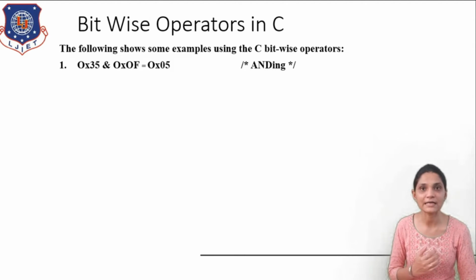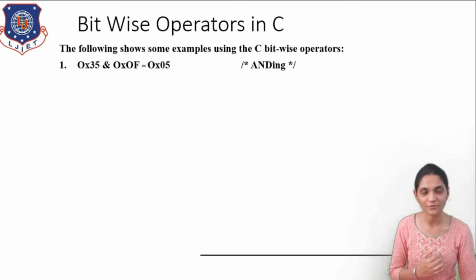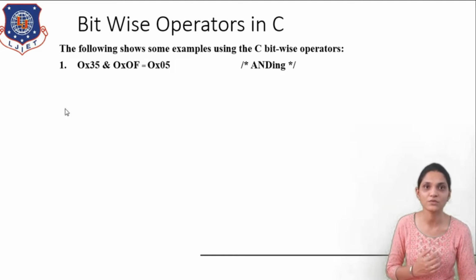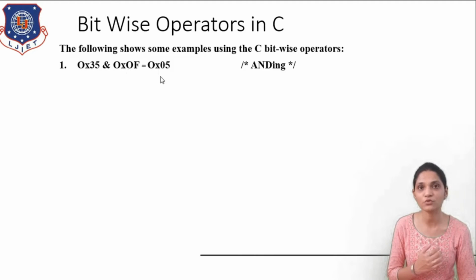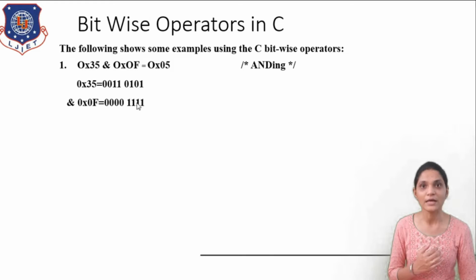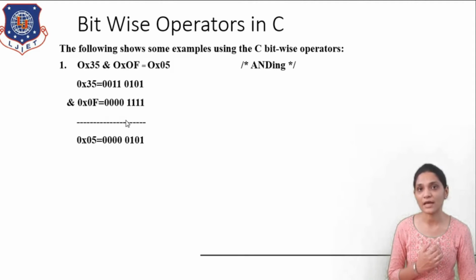Like we have the data 0x35 and 0x0F, and we want to do the ANDing operation, then we will write it like this: 0x35 AND 0x0F, and the result will be 0x05. How will it come? Like this. This is the bit pattern for 0x35, this is the bit pattern for 0x0F, and the bitwise ANDing of this bit, then this bit, then this bit, then this bit will be performed, and depending upon that your result is going to be generated.